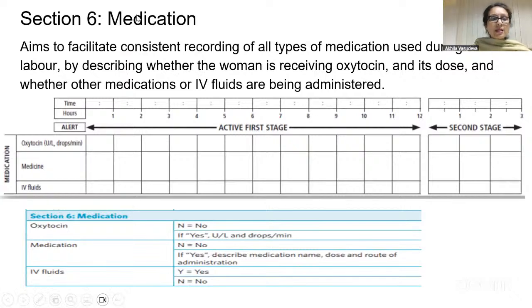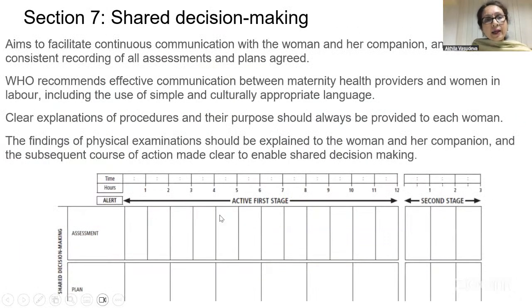Now section 6 is medication. As this is almost the same as the old partogram, you have to mention how much oxytocin you are giving, what medication you are giving, what IV fluids you are giving. And this is again very, very important, the new thing that is added in the labor care guide, that is shared decision making. It's very, very important that you don't decide for them.